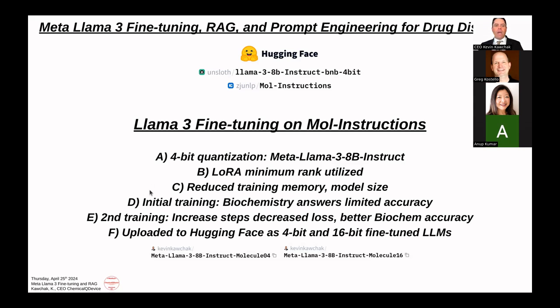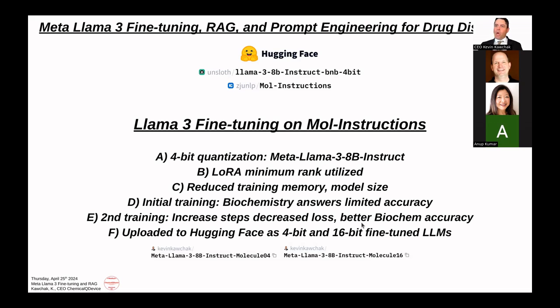I initially trained it on like 60 steps. So in LLMs, they don't use epochs, they use training steps, which can be confused with steps and learning rates, but I wouldn't go that far. Okay. So here's the initial training. And then here's the second training. I increased the number of steps to decrease the loss to get this better biochem accuracy. And then I uploaded these as 4 and 16-bit.